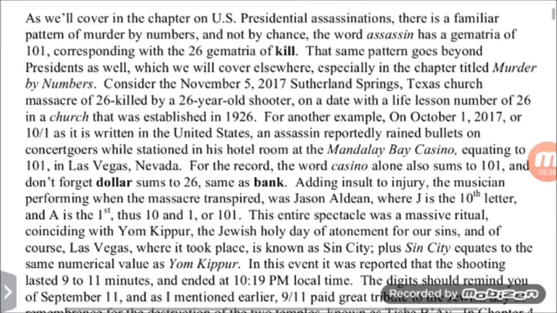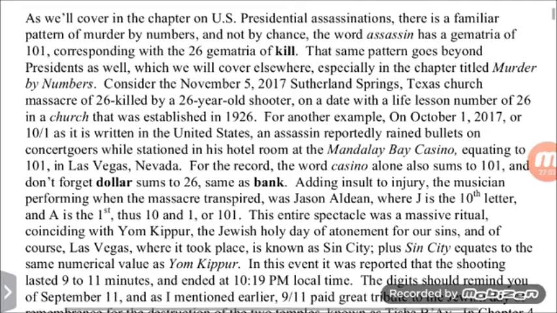This entire spectacle was a massive ritual coinciding with Yom Kippur, the Jewish holy day of atonement for our sins, and of course, Las Vegas, where it took place, is known as Sin City. Plus, Sin City equates to the same numerical value as Yom Kippur.